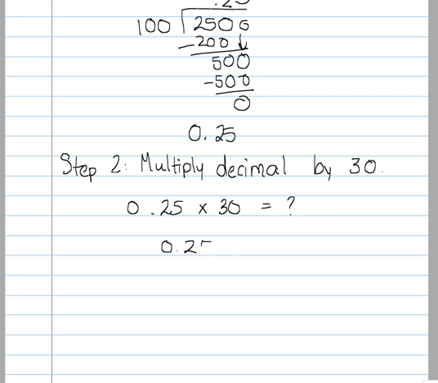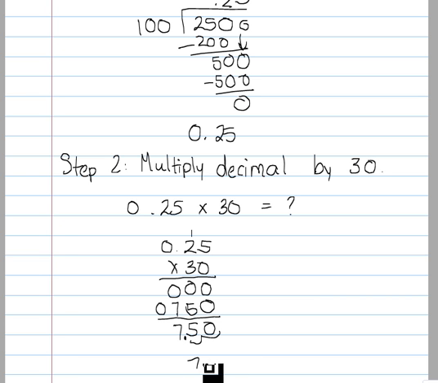So we're going to find the answer here. So 0 times 5 is 0, 0 times 0 is 0, starting on a second row. 3 times 5 is 15, carry the 1. 3 times 2 is 6, plus 1 is 7. Okay. And because we have 2 numbers after the decimal, our final answer is going to be 7.5. So just want to highlight the answer here. 7.5 is our final answer to the question.